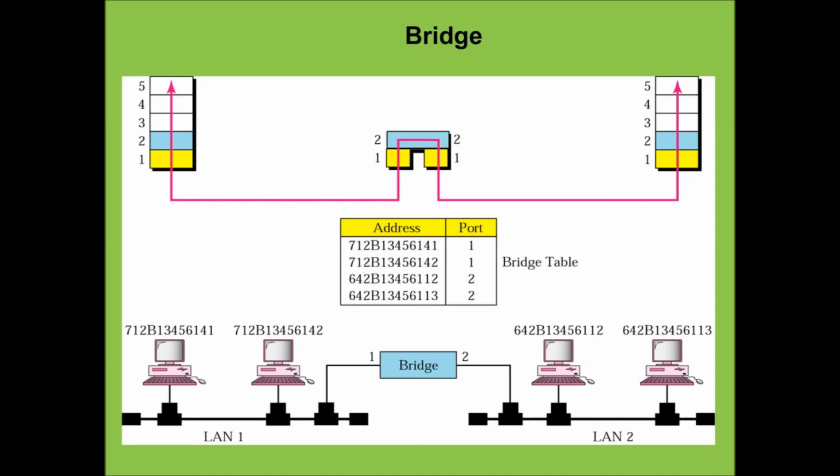In LAN 1, two computers are shown and the physical addresses are shown as well. In LAN 2, two computers are shown and the physical addresses are shown as well. And these two local area networks are being joined or connected with the help of a bridge, and the bridge has two interfaces, and these are used to receive or forward data. So port number 1 is used for receiving and port number 2 is used for forwarding data.